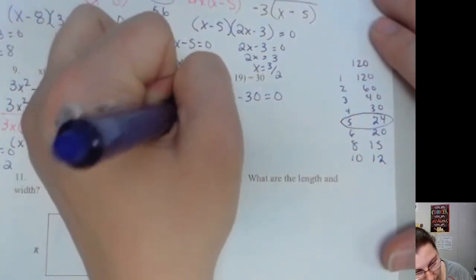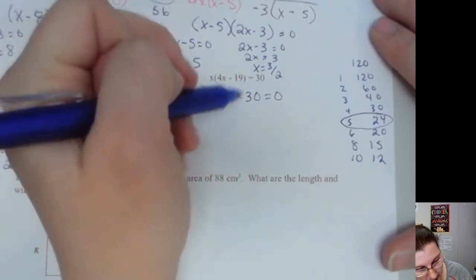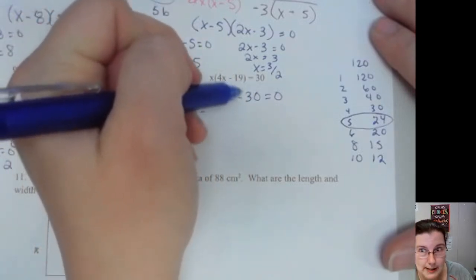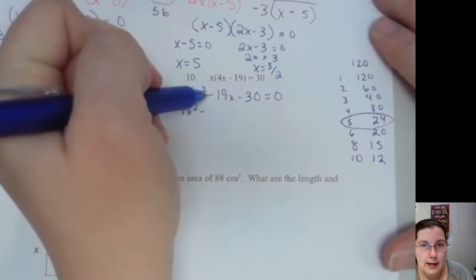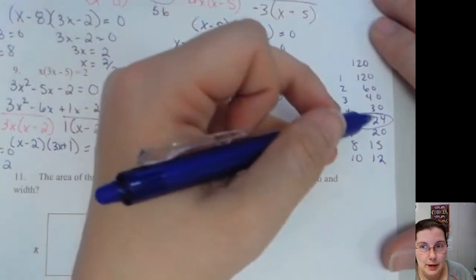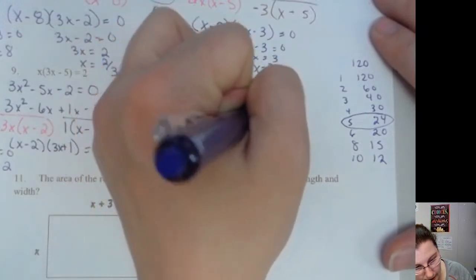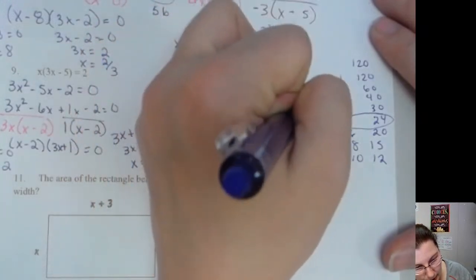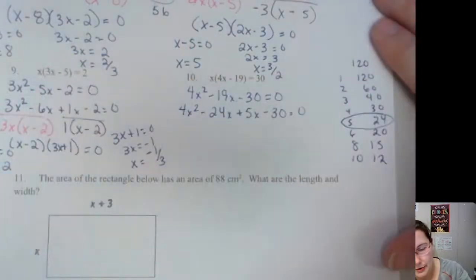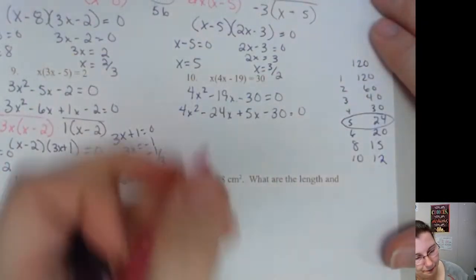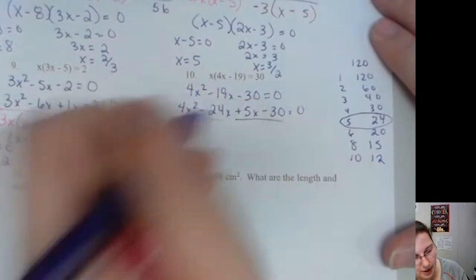So if I rewrite this, 4x squared minus, now we have to have one of each because my c is negative, and my greater one needs to be negative, so my greater one here is 24, so minus 24x plus 5x minus 30 equals 0. So when I go to factor these out, I'm going to factor here and factor here.